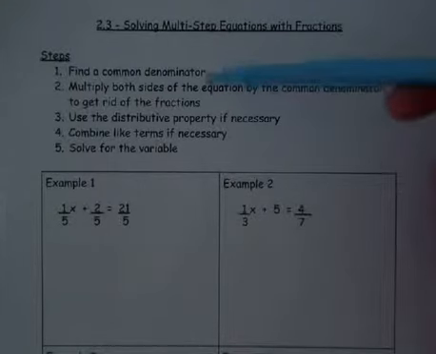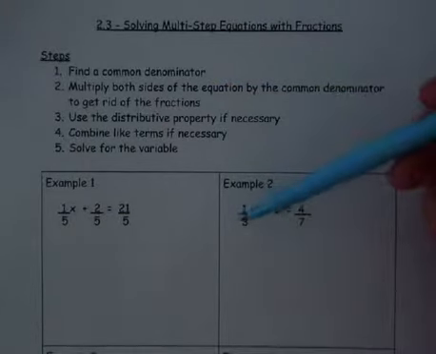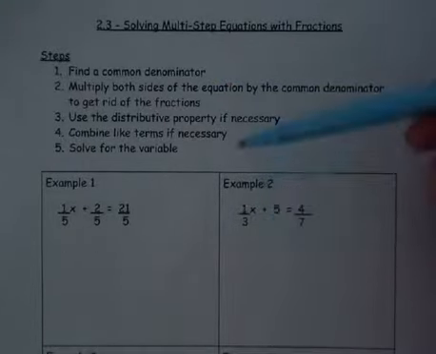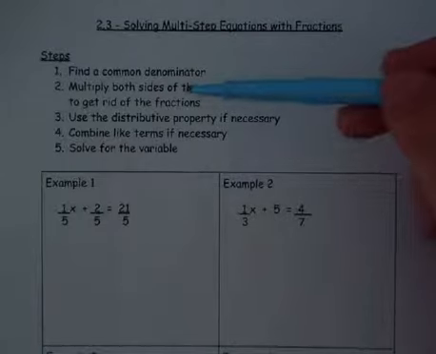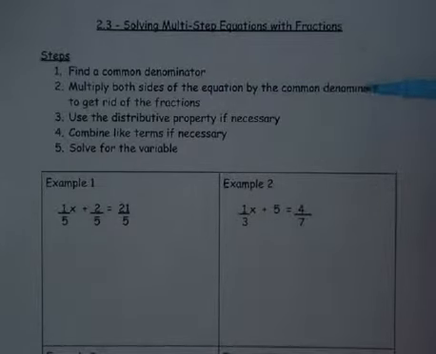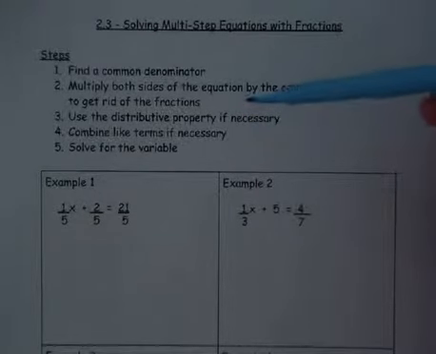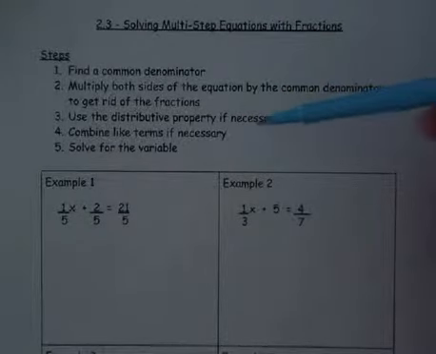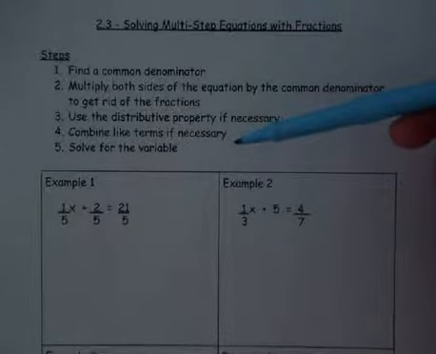So step 1 is to find the common denominator. Remember our common denominator, we're going to look at the denominator, or the bottom, of all of our fractions, and we're going to find the common number that's unique between all of them. Then we're going to multiply both sides of the equation by the common denominator to get rid of the fractions. Third, we're going to use the distributive property if necessary. Fourth, we're going to combine like terms if necessary, and then we're going to go ahead and solve for the variable. Okay. So let's just use examples to explain this.